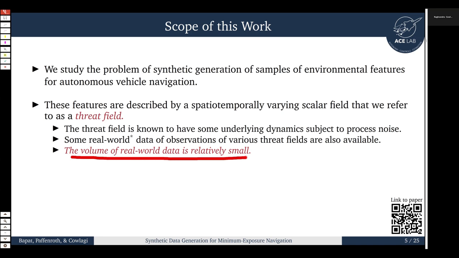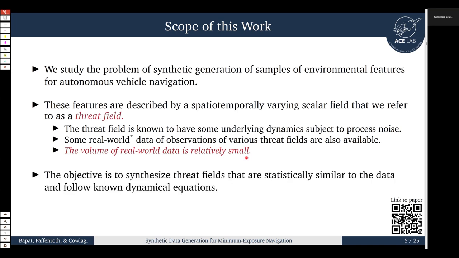But the key here is that the volume of real world data is very small, or relatively small, at least in comparison to the image and text processing applications that we've been seeing. And the objective of this project is to synthesize such threat fields that are statistically similar to the threat fields that we observe and for which we know some dynamical equations. The motivation is that once you know something about this threat field, it's actually very easy to do minimum exposure path planning and/or navigation, and that can lead to a very rich variety of applications in autonomous vehicle navigation.